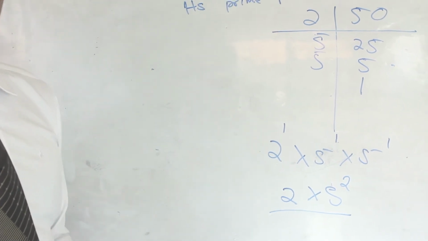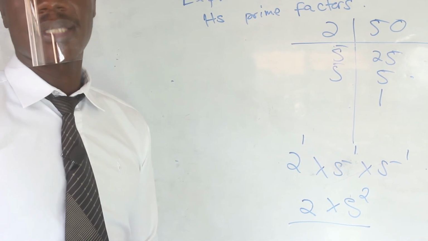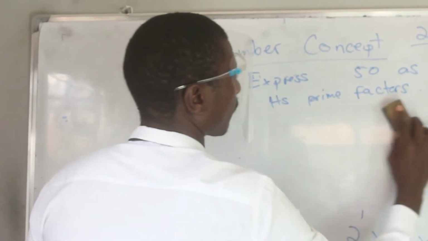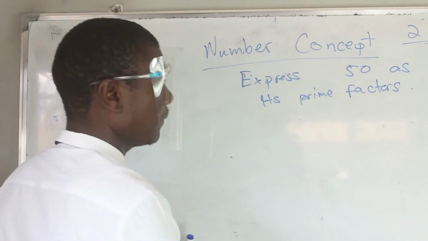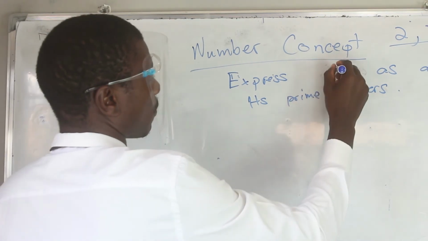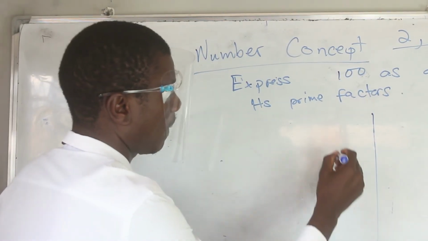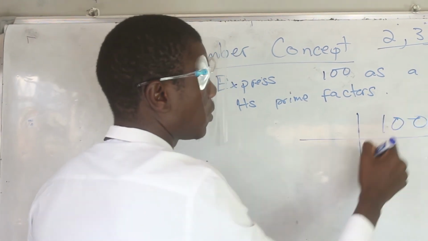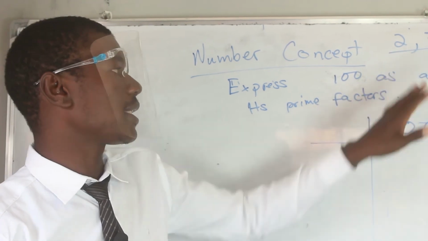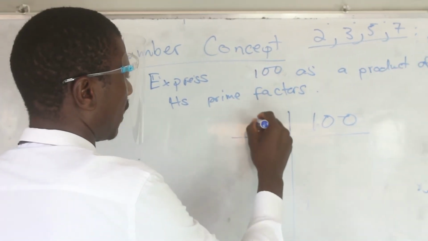Our second example, express 100 as a product of its prime factors. So again, we are going to choose any prime number from the first prime numbers that we have. I'll start with 5 this time.